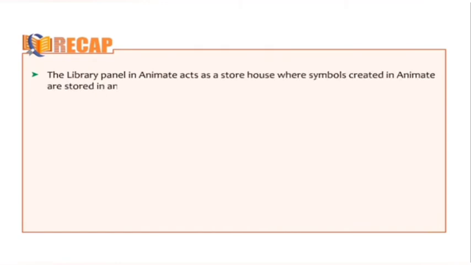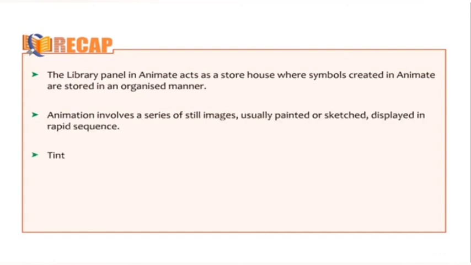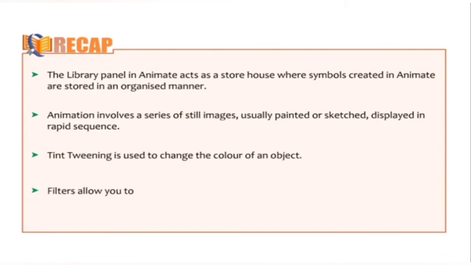The library panel in Animate acts as a storehouse where symbols created in Animate are stored in an organized manner. Animation involves a series of still images, usually painted or sketched, displayed in rapid sequence. Tint tweening is used to change the color of an object. Filters allow you to add interesting visual effects to text, buttons, and movie clips.